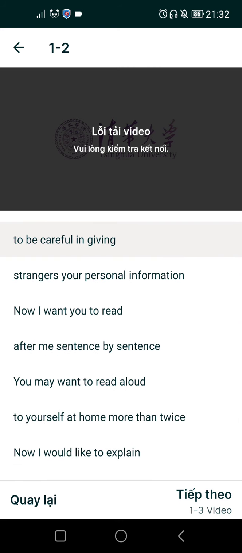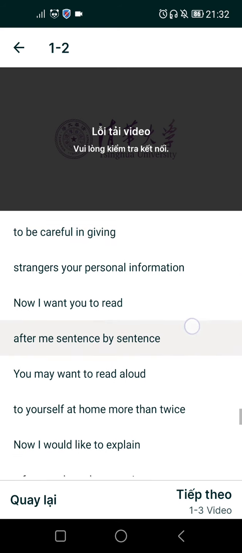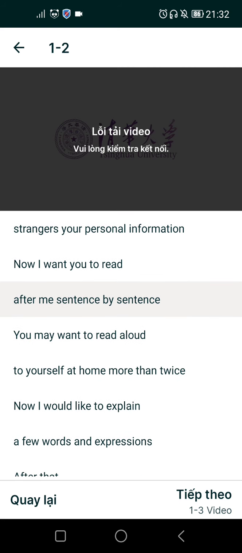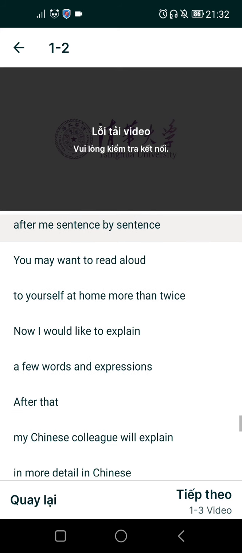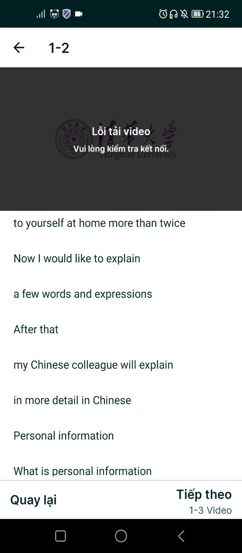Now I want you to read after me sentence by sentence. You may want to read aloud to yourselves at home and then try. Now I would like to explain a few words and expressions. After that, my Chinese colleagues will explain in more detail in Chinese.